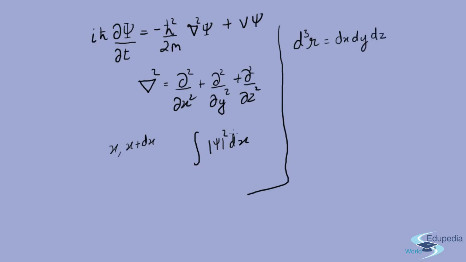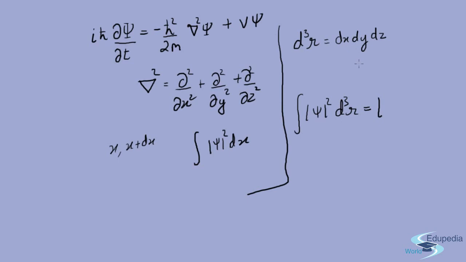So dx is replaced by this, and psi obviously, instead of being dependent on x and t, is dependent on x, y, z and t. So the normalization equation becomes integral mod psi squared. Instead of dx, we get d cube r is equal to 1, where d cube r is the product of the 3 terms dx, dy and dz.